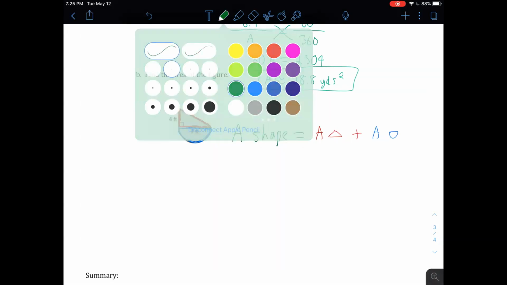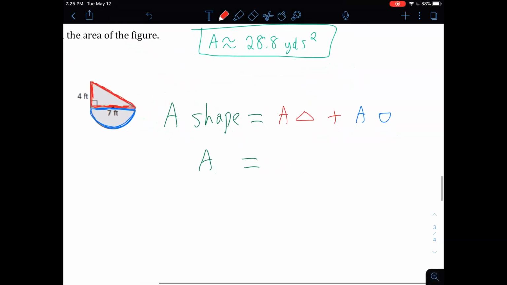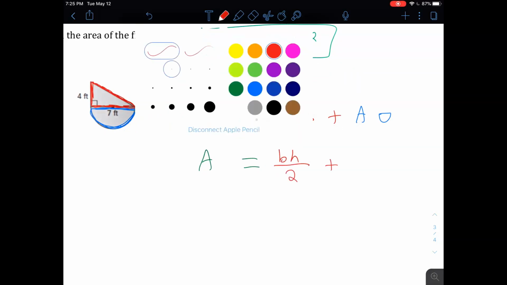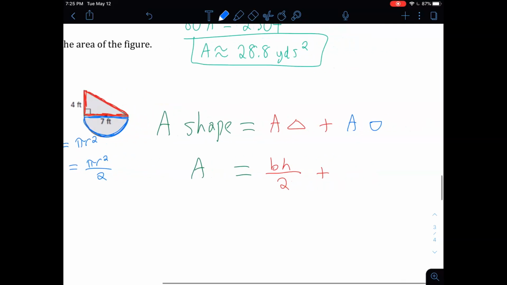So the area of the shape is going to equal, now what's the formula for area of a triangle? Hopefully you know what that is. It's base times height over 2, plus, now we got to think through the area of a semicircle really quick. What is the area of a semicircle? Well, the area of a circle is pi r squared like we talked about. If we want just half a circle, which is a semicircle, what am I going to do to the pi r squared? I'm going to divide it by 2. So we're going to do pi r squared all over 2.